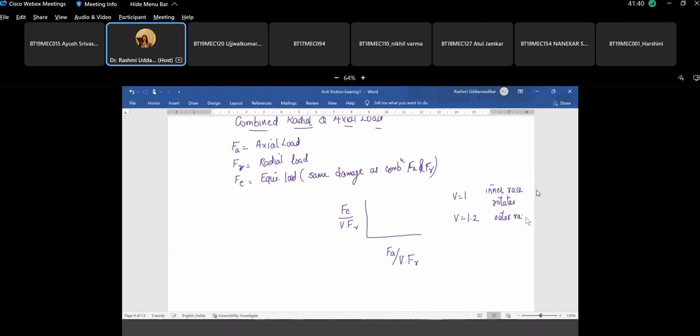What do you mean by inner race and outer race? Deepika? What do you mean by inner race and outer race? Atharva? What is inner? Inner and outer, fixed and rotating.